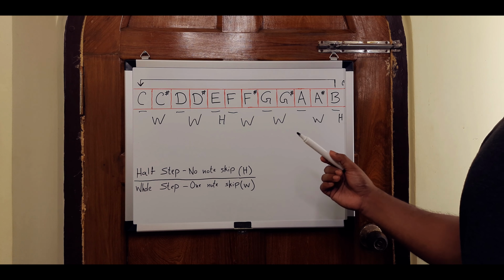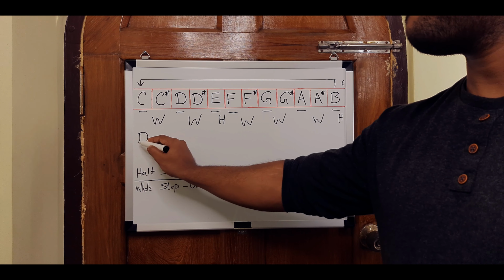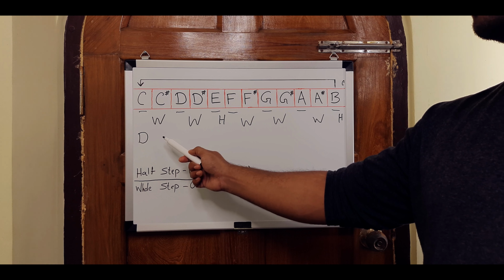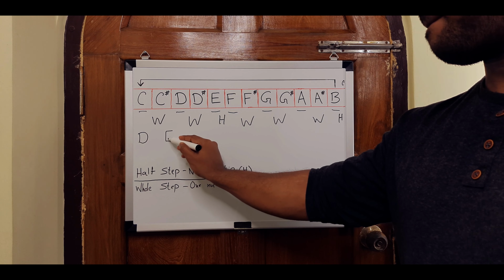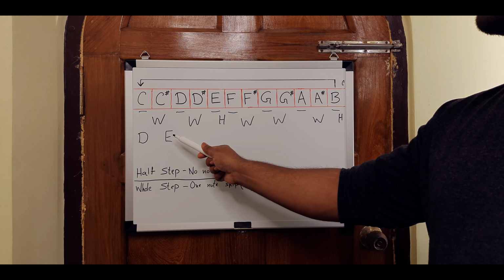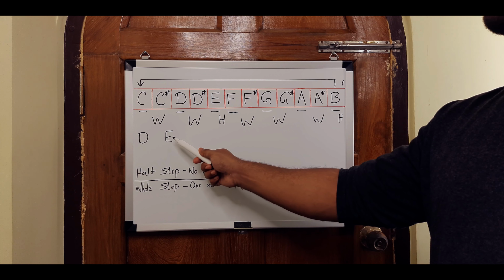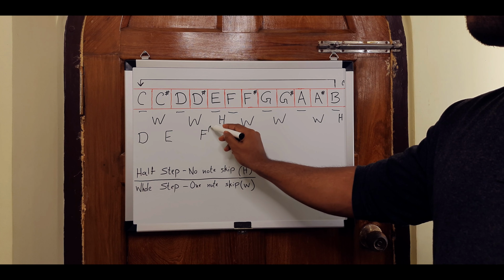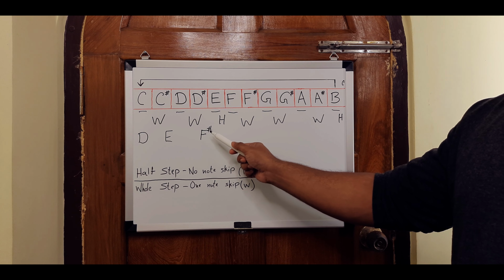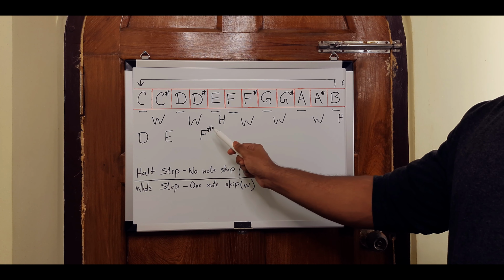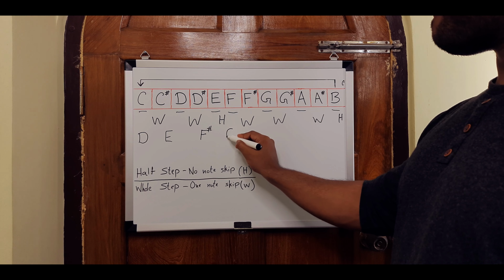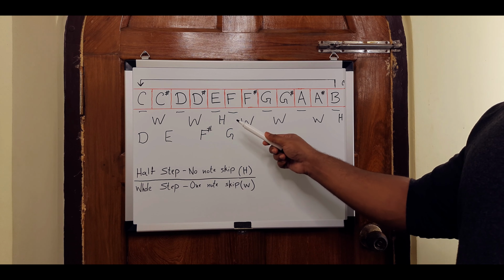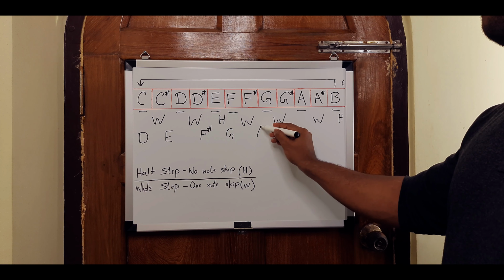For example, if we start with D, the next note is one whole step away. Means we're going to skip D sharp and the next note is E. After E, the next note is one whole step away. Means we're going to skip F and the next note is F sharp. After F sharp, the next note is one half step away. Means the next note, which is G. After G, the next note is one whole step away. Means we're going to skip G sharp and the next note is A.